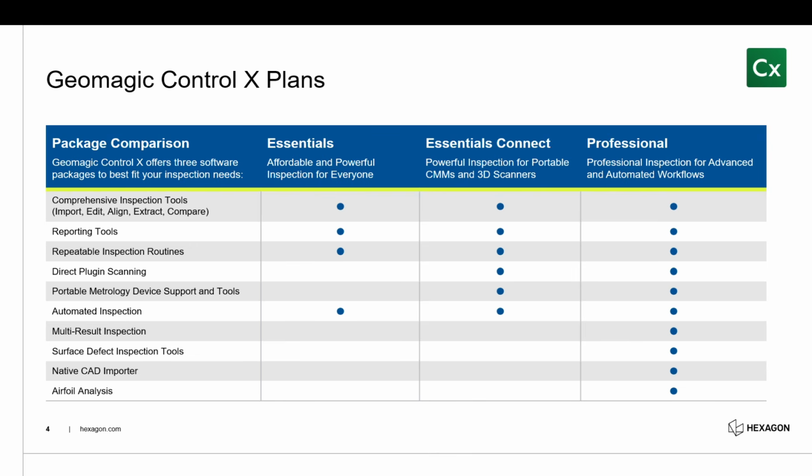If you have a scanner that you'd like to connect, but you don't have very rigorous or high volume of inspection reports that you need to generate, Essentials Connect is a good option. It has all the tools in Essentials, but now also allows you to connect and scan into the software itself.